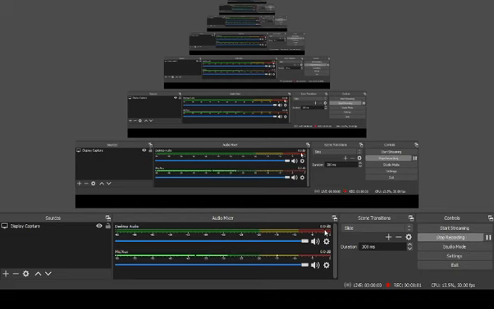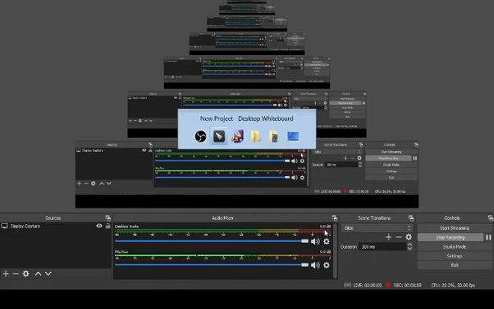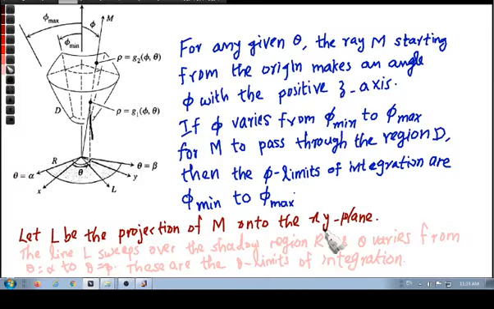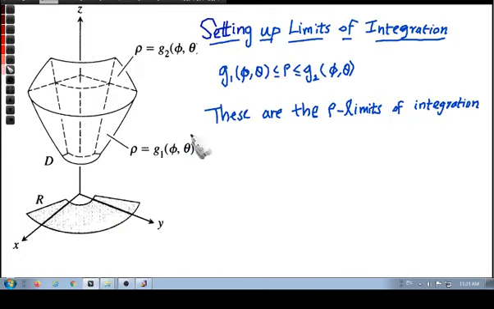Hello students, we will continue with the triple integrals in spherical coordinates. How to set up the limits of integration, that's what we are going to discuss now. So, suppose the domain D of the function f is given by this figure.